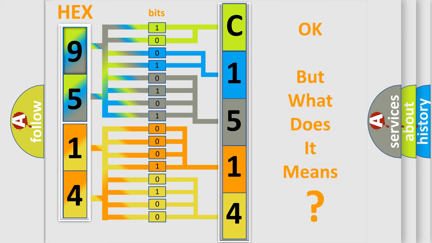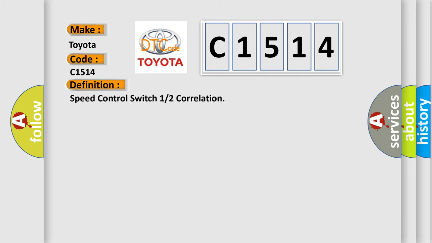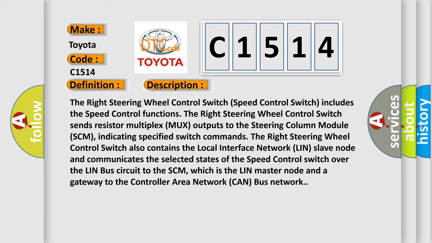The number itself does not make sense to us if we cannot assign information about it to what it actually expresses. So, what does the diagnostic trouble code C1514 interpret specifically for Toyota car manufacturers? The basic definition is speed control switch 1 or 2 correlation. And now this is a short description of this DTC code.